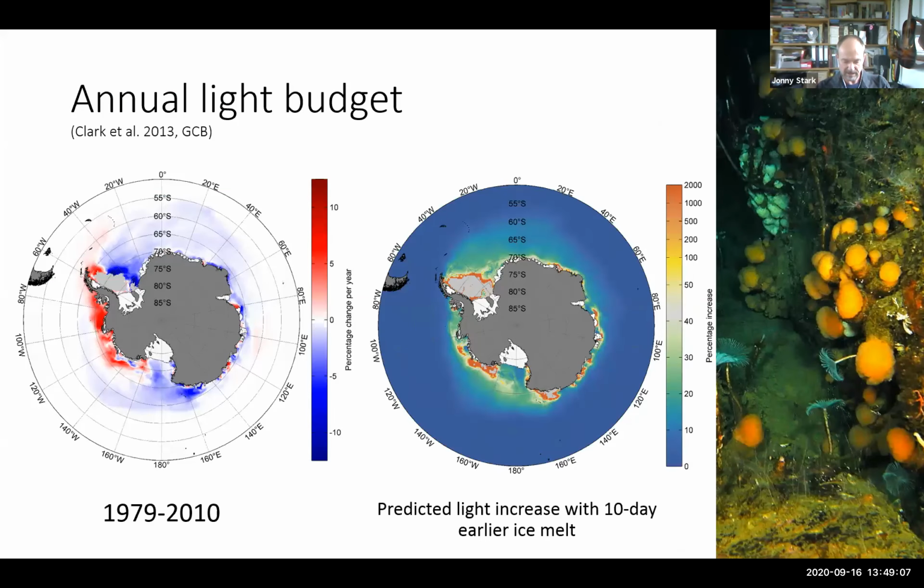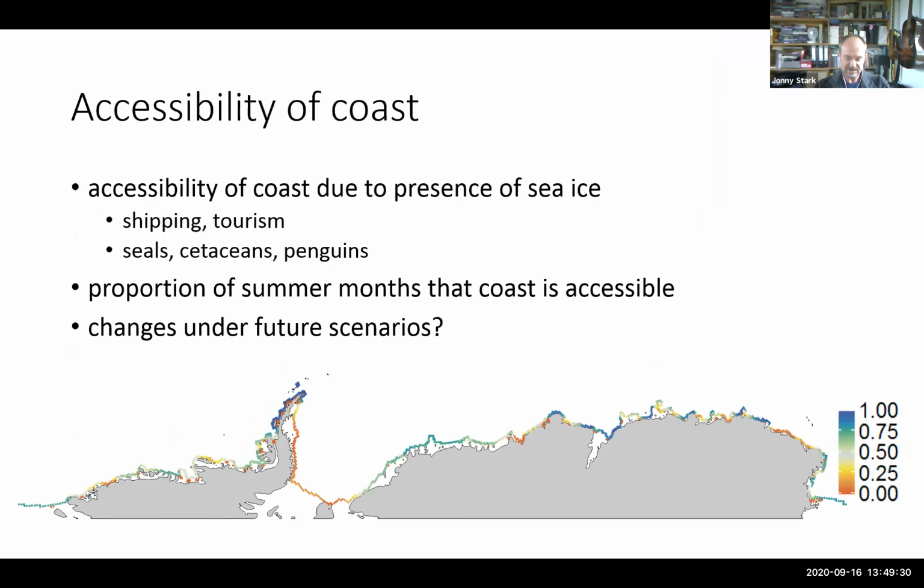And as Graham has pointed out, there's already been changes in the amount of light reaching the water column. The modelling indicates that there could potentially be very large non-linear increases, particularly in coastal regions. So I just wanted to highlight the effect in coasts, which will occur from changes in sea ice. Changes in sea ice will also affect the accessibility of the coast, potentially opening up access to new parts of the coast, both for people as well as for wildlife.